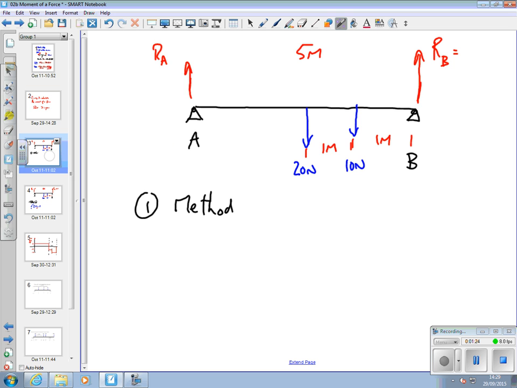So let's have a look at a problem. Here is a beam. So there's already some conventions on here. First of all, we use this triangle to mean that's a fixed point on the beam. If I were to use a little circle on there, that means it's like a roller, so the beam is allowed to move backwards and forwards around that point.